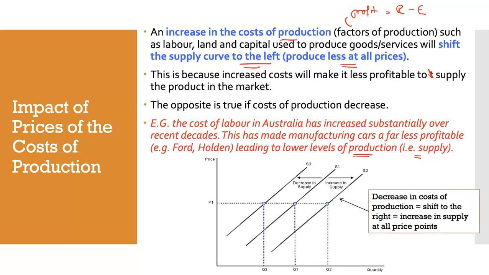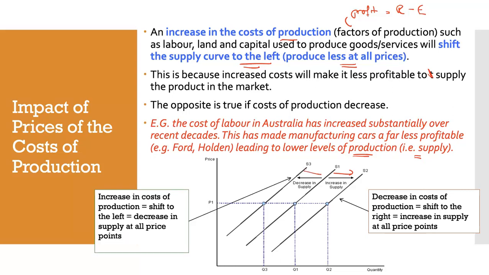Decreases in costs of production will result in a shift to the right and will increase supply at all price points. An increase in cost of production will result in a shift to the left and decrease the supply at all price points, because we're going to make more profit if costs of production go down, less profit if costs of production go up.